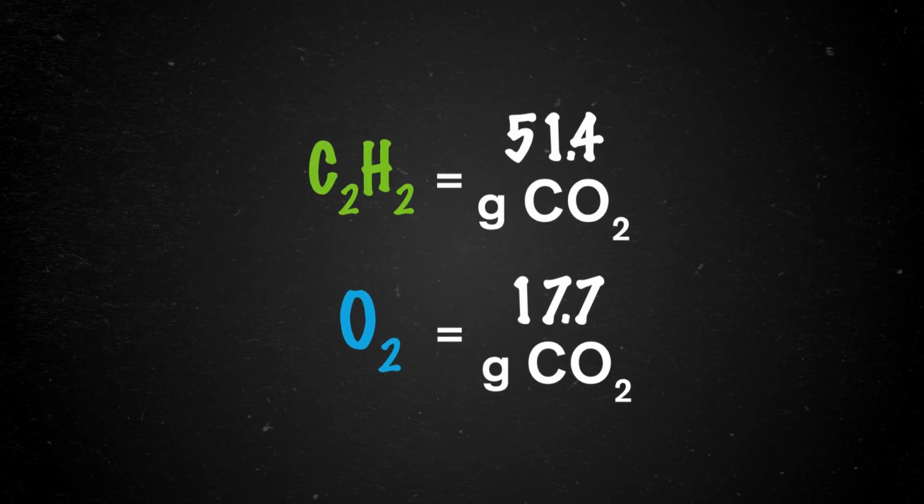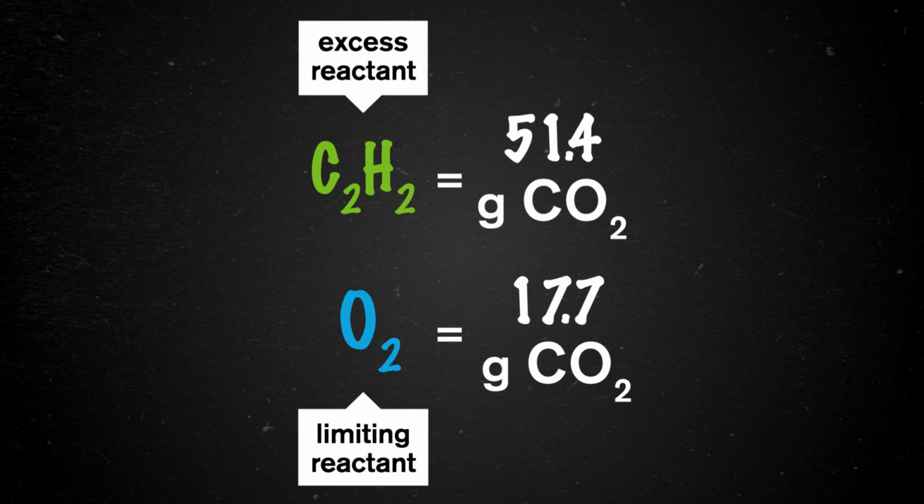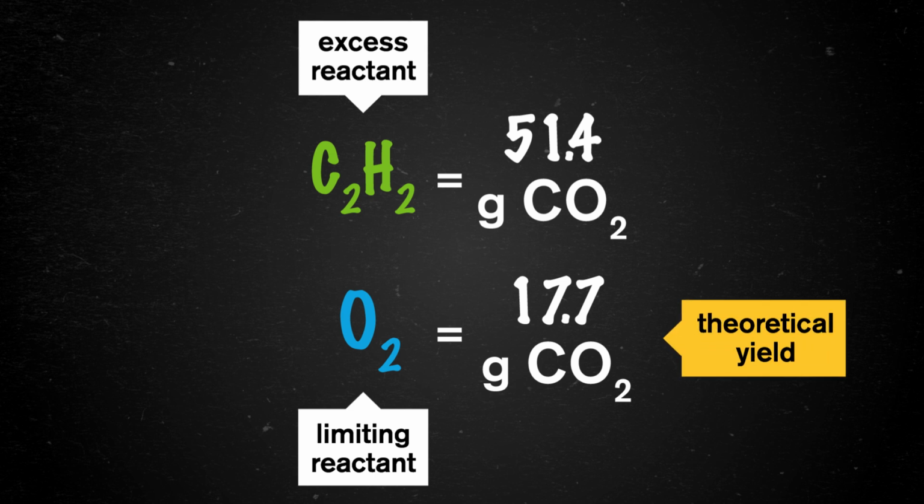When we compare our results from each of our reactants, there's a pretty drastic difference. Oxygen produces fewer grams of carbon dioxide than acetylene does, so oxygen is our limiting reactant. And since we'd have a lot of leftover acetylene, this would be our excess reactant. This means oxygen will run out first, so our theoretical yield is 17.7 grams.